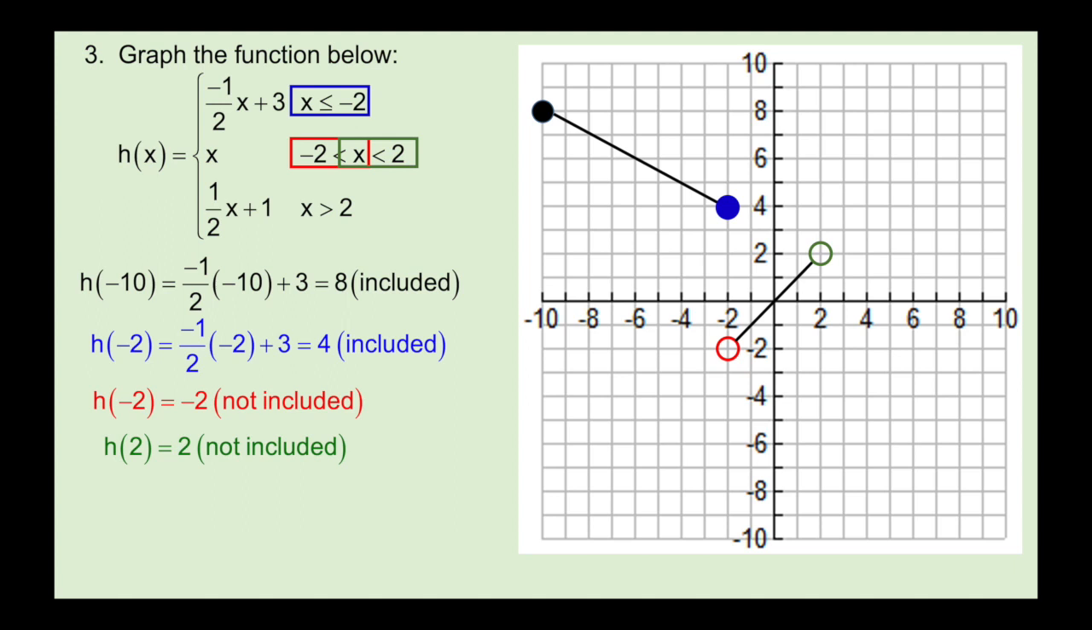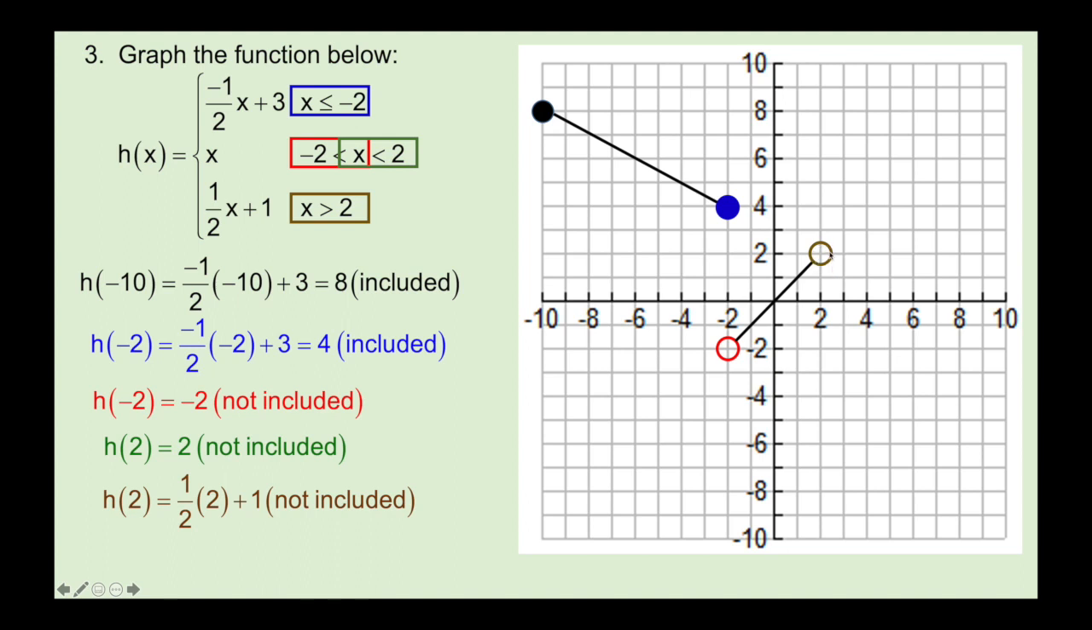And then my last region is going to start with positive 2. So I plug that in for x here. Half of 2 is 1. So I've got 1 plus 1, which is going to be 2. So (2, 2) is actually already plotted. So I'm just going to put another open circle on top of that.